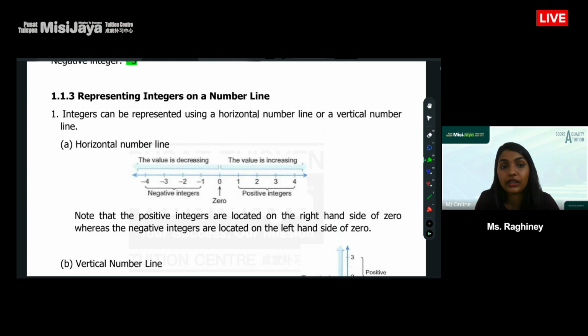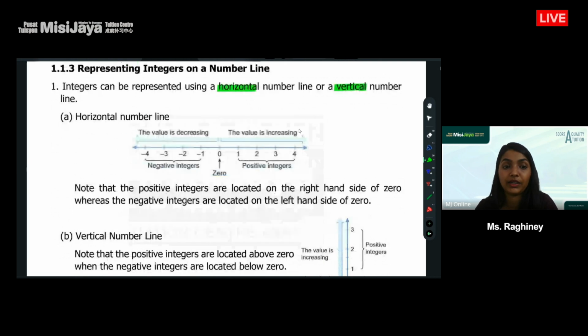Okay, representing integers on a number line. When we use a number line, we can either do a horizontal number line or a vertical number line. Horizontal means what? Means like this, right? It comes from the word horizon. Okay, when we stand at the beach and we look at the horizon, the line is like this, isn't it? Left to right. Okay, so it's a flat line like this. So this is a horizontal number line.